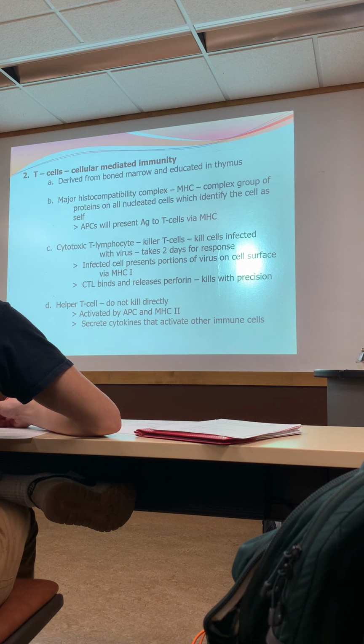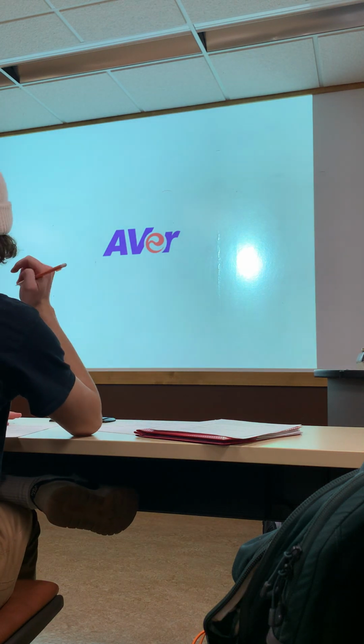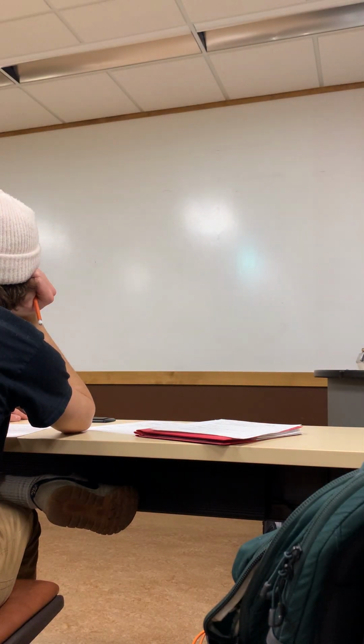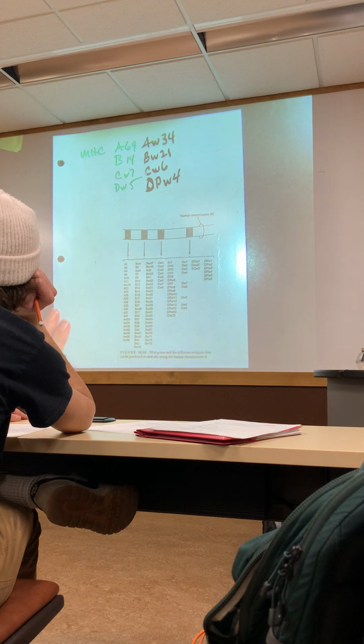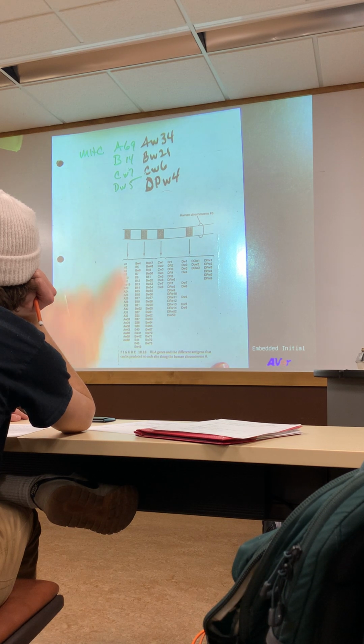So, let's see if we can look this up. There are two types of MHC, MHC1 and MHC2. Don't worry too much about the differences. They're used in different things. But here's where the genes are. They're found on chromosome 6. There's A, B, C, and D genes. A has all of these forms. B has these two columns of forms. C has those different variations. And D has these different variations.